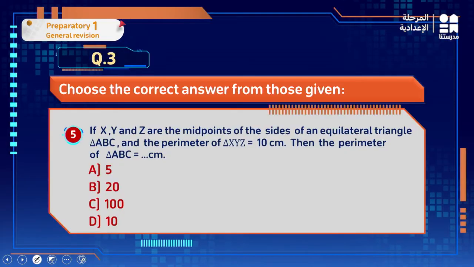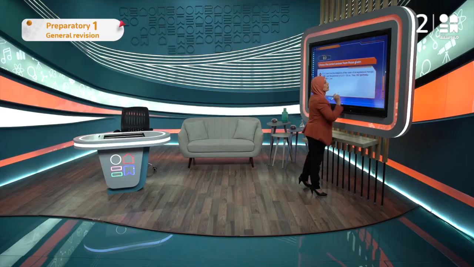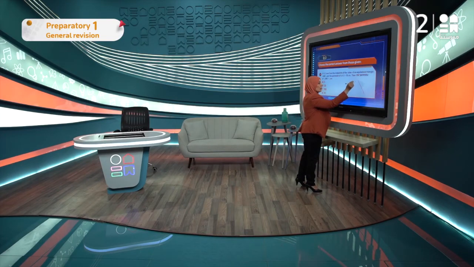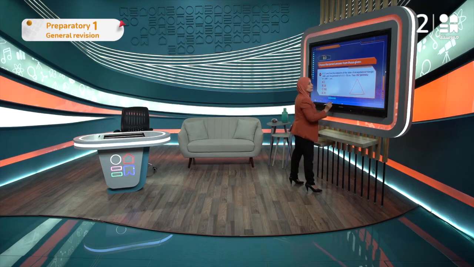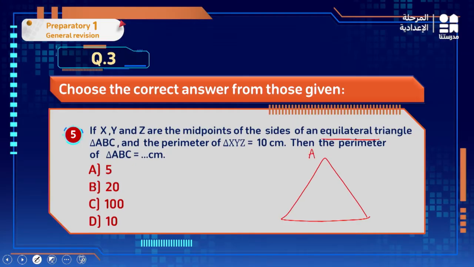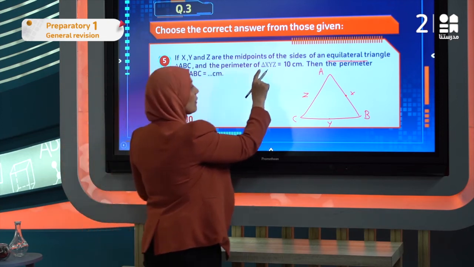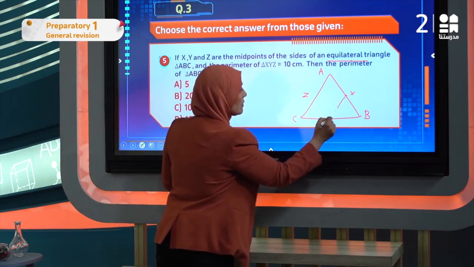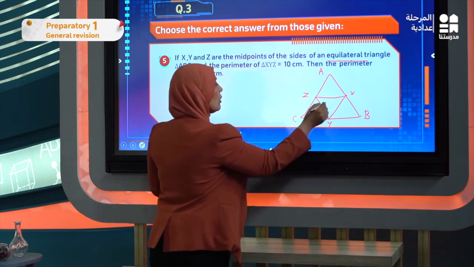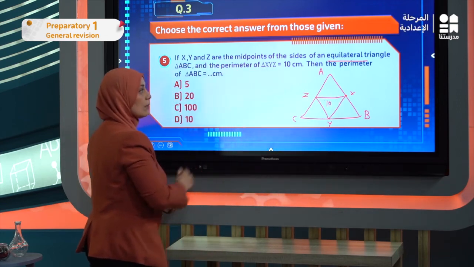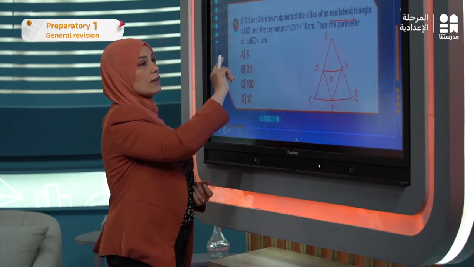If X, Y, and Z are the midpoints of the sides of an equilateral triangle, what does it mean? All the sides are equal. So for example here A, B, C, then midpoints X, Y, Z. And the perimeter of triangle XYZ is equal to 10. Find the perimeter of triangle ABC.